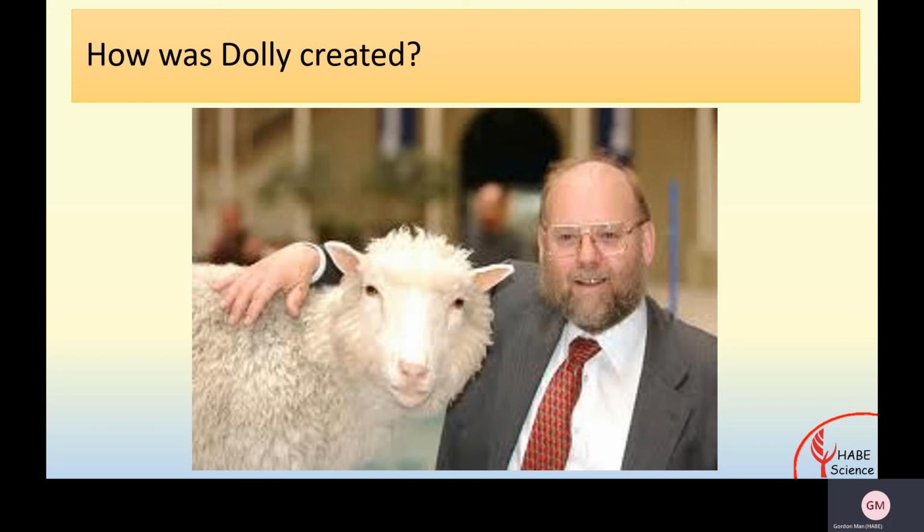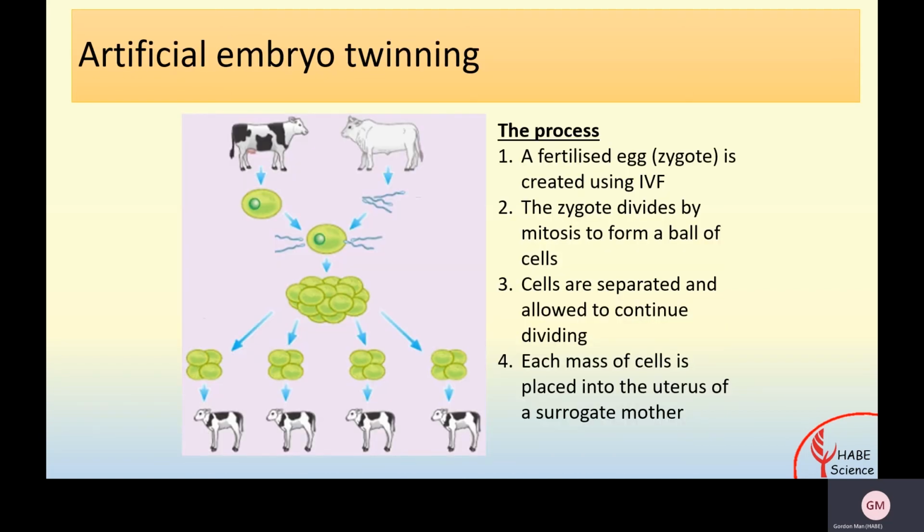So how Dolly was created was that an egg cell was taken from a donor, and what we call a diploid cell from Dolly's original was taken. This is the nucleus from a complete cell. Now, with the egg cell, the nucleus was removed and the nucleus from the diploid cell inserted. And this is done similar to how in vitro fertilization is carried out.